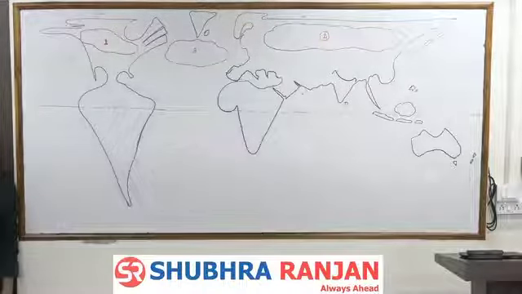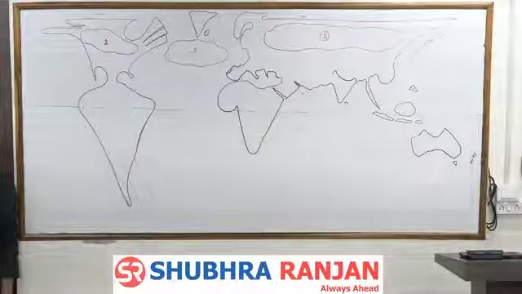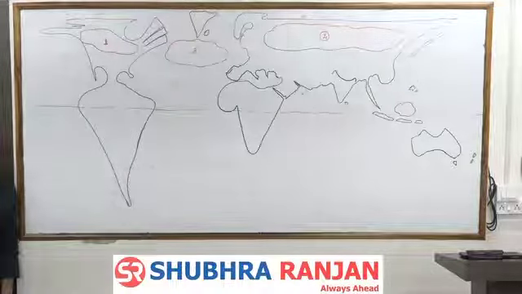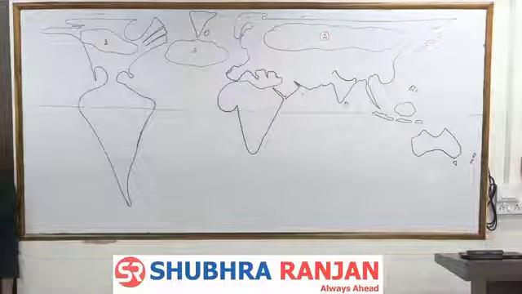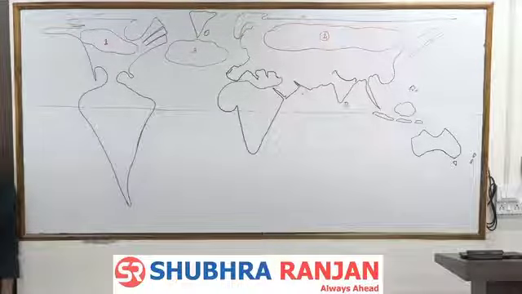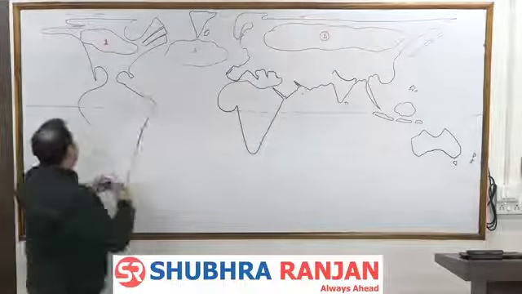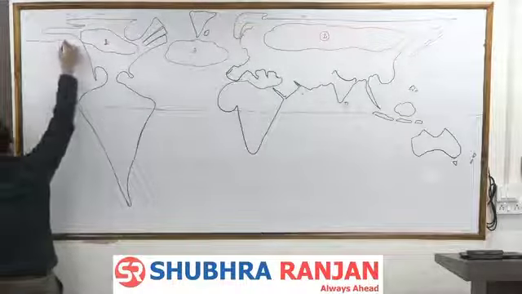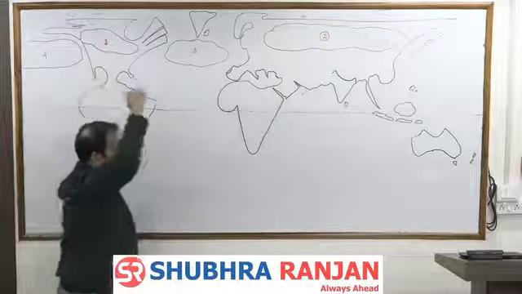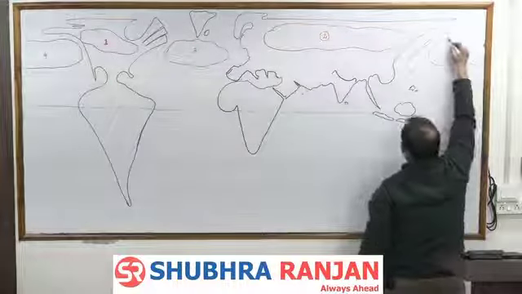Important source regions are the cold continental areas of Canada and Russia. Second, cold maritime regions in the Pacific and Atlantic Ocean.